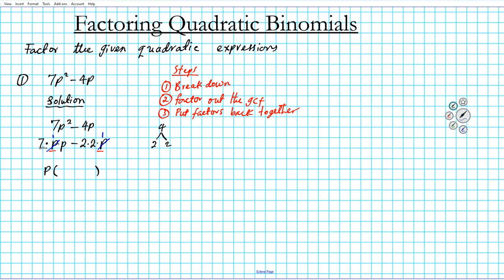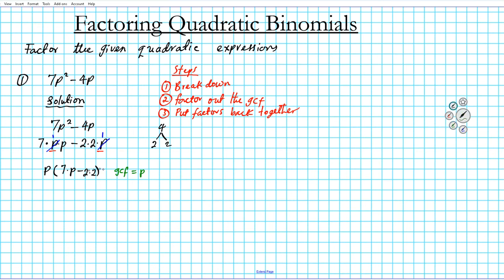Okay, so on the left side of what's left, 7 times 1 times p is 7 times p minus 2 times 2. Okay. Alright, so now we are done factoring out the GCF. So just a side note is that in this particular expression, the GCF is p. That's the greatest common factor.